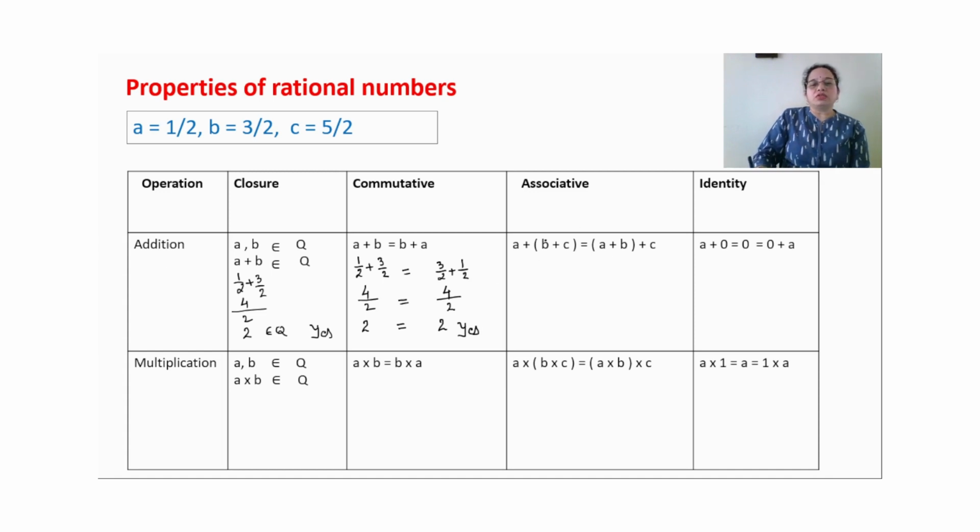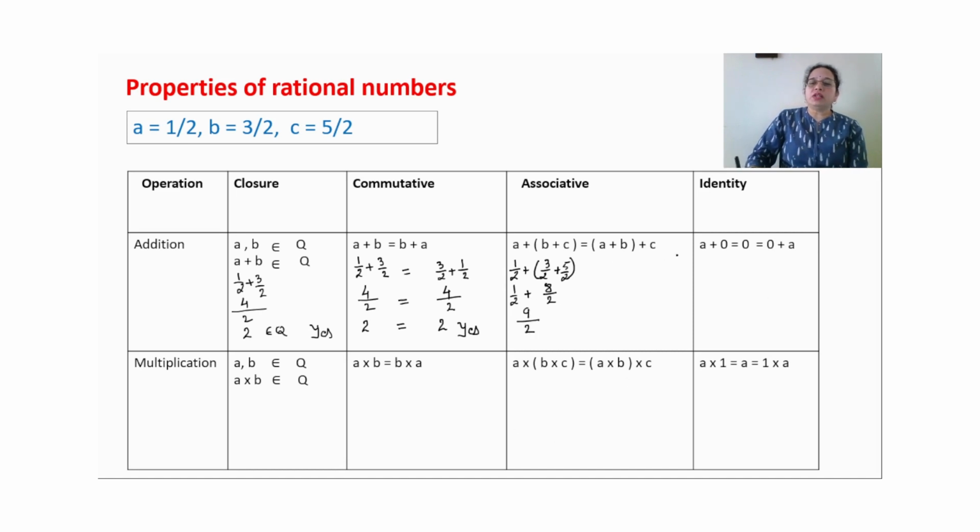Now come for the associative property. Again first we will solve the left hand side part. Value of A is 1 by 2, bracket, value of B is 3 by 2, value of C is 5 by 2. Whenever bracket is there, always first we solve bracket. So this 2 is common and we will add this 5 plus 3 will give you 8. Again now your denominator is common, so write down this 2, 8 plus 1 will give you 9 by 2.